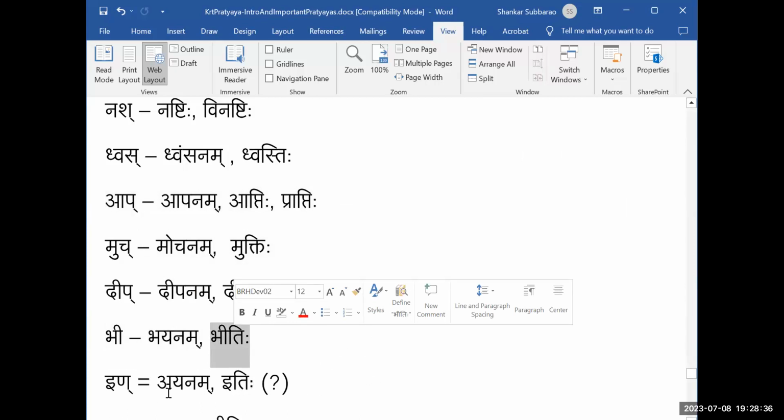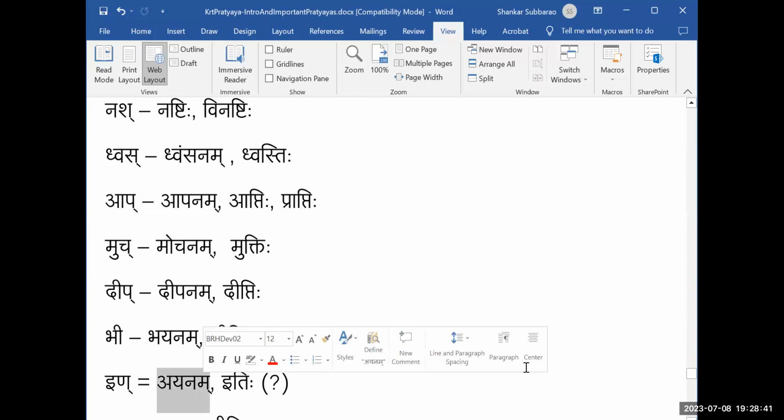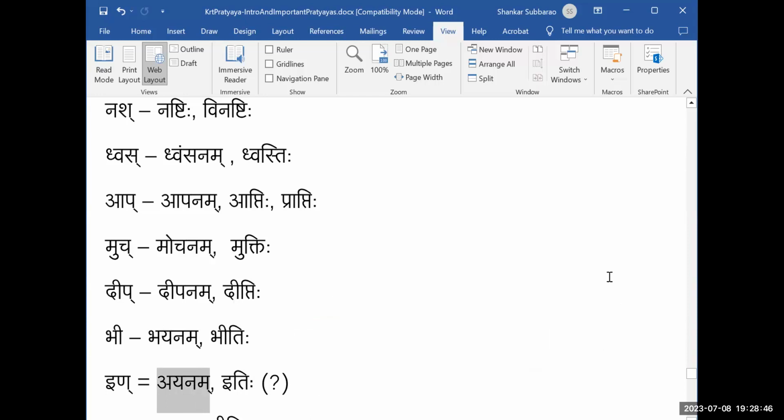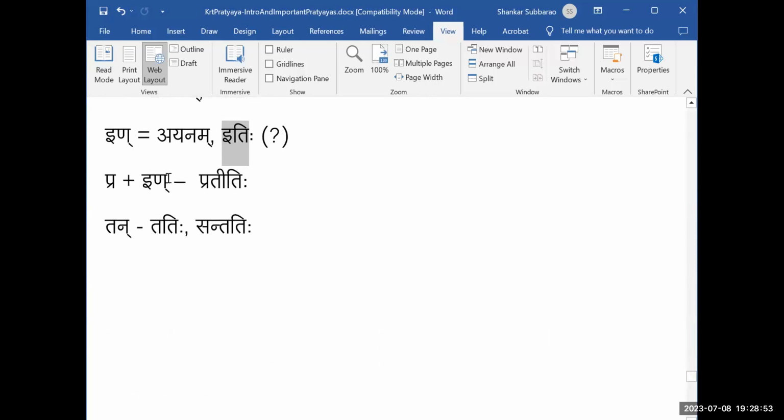Karanartha is a possibility. I dhatu becomes ayanam, uttarayanam, dakshinayanam, movement. I don't know if there's a word etihi. That's why question mark, okay? But I haven't heard that word. But pra plus i, you get pratitihi, definite. Santatihi. And probably in lut you'll get santana.